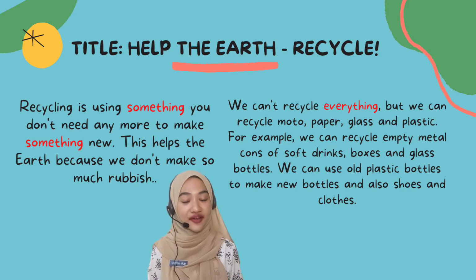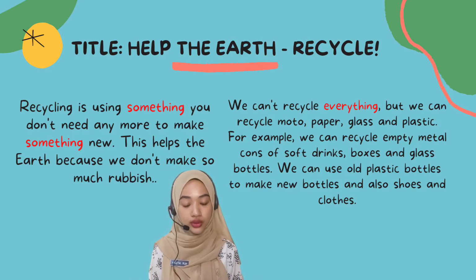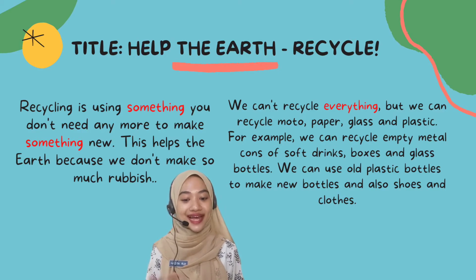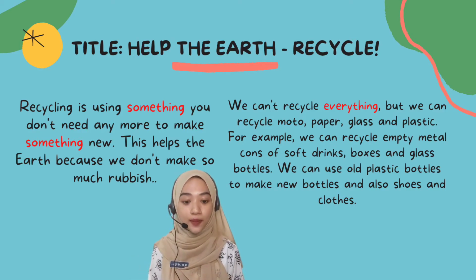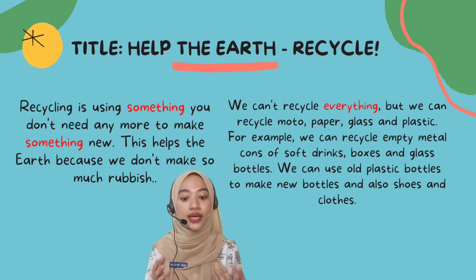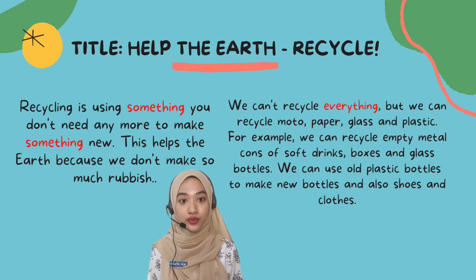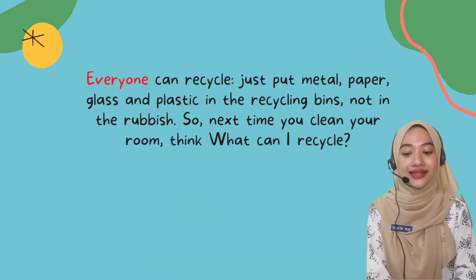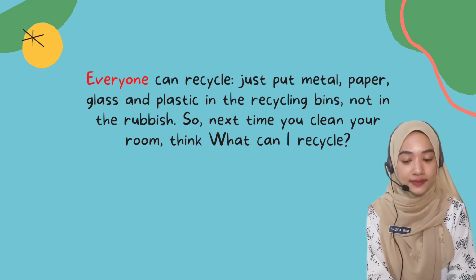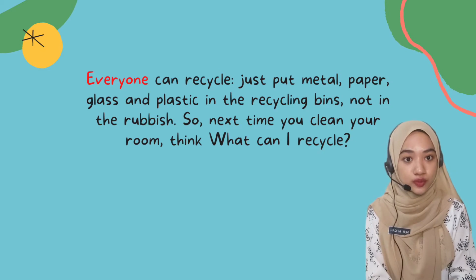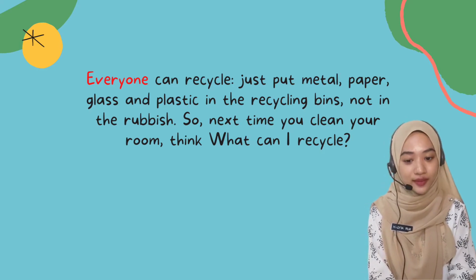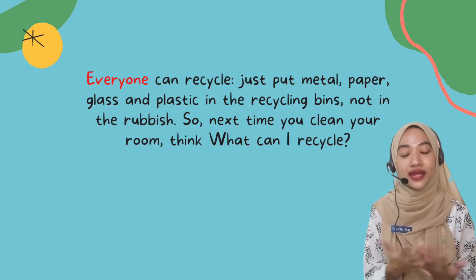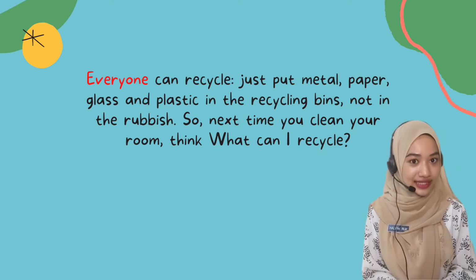We can't recycle everything, but we can recycle metal, paper, glass, and plastic. For example, we can recycle empty metal cans of soft drinks, boxes, and glass bottles. We can use old plastic bottles to make new bottles and also shoes and clothes. Alright, okay, that is the last paragraph of the text. Let's read together. Everyone can recycle, just put metal, paper, glass, and plastic in the recycling bins, not in the rubbish. So next time you clean your room, think of what can I recycle.